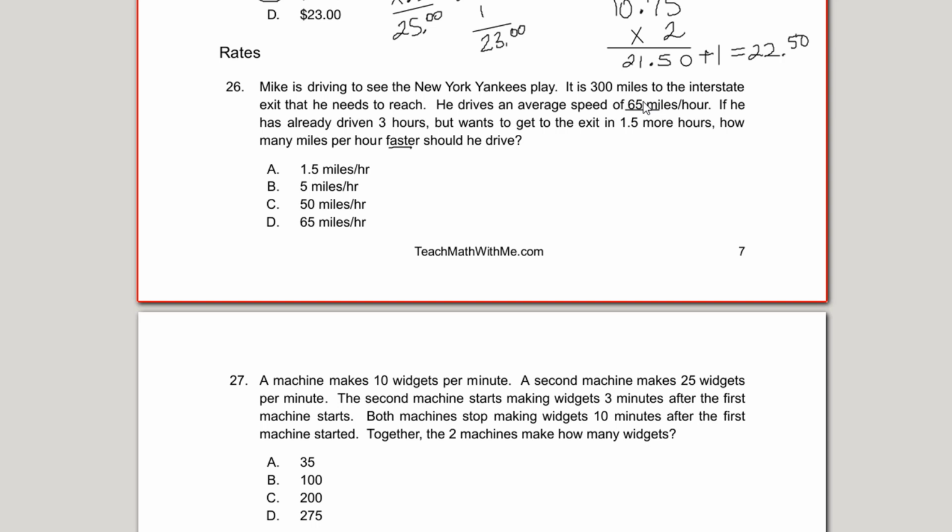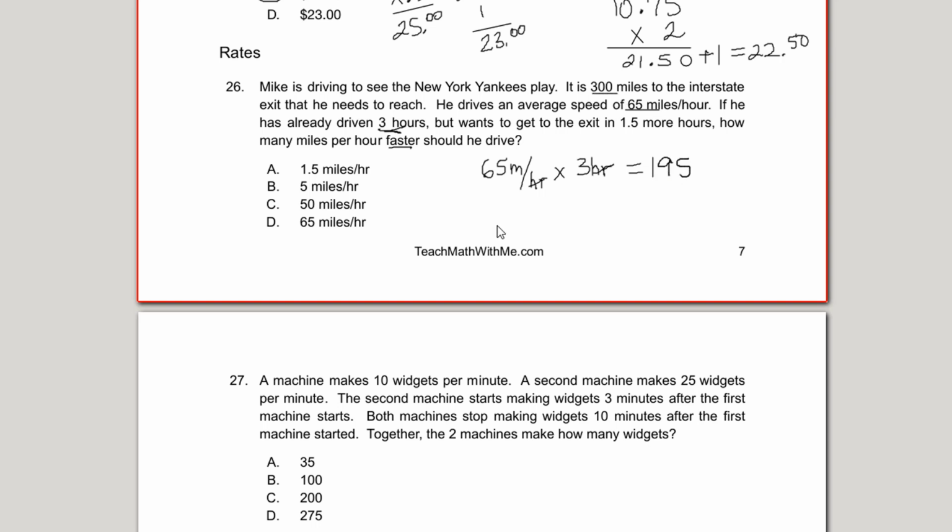So it's 300 miles to the interstate from the point he needs to go. He's been driving 65 miles per hour, and he's already driven 3 hours. But he wants to get there in 1.5 hours. So we need to see how much faster. So let's see how many miles he's already gone in this 3 hours. So if he goes 65 miles per hour times 3 hours, in 3 hours, that's how much he's gone. And you can look, your units cancel. 65 times 3. He has already driven 195 miles.